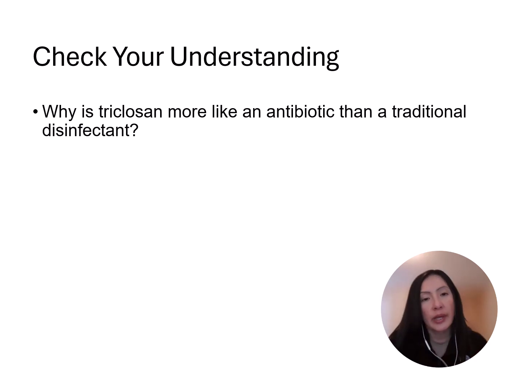This checkpoint asks, why is triclosan more like an antibiotic than a traditional disinfectant? And it's because triclosan actually targets a specific bacterial enzyme in the fatty acid synthesis pathway, which is different from ours. We don't have that. And because triclosan acts on a single molecular target, bacteria can develop genetic resistance, similar to what they do against antibiotics. This is in contrast to traditional disinfectants, which act more non-specifically. They usually affect multiple cell structures, like the cell membrane and proteins, making resistance much less likely.